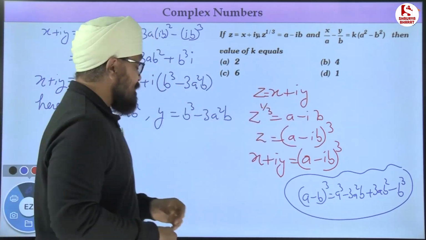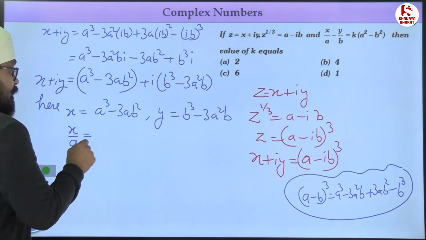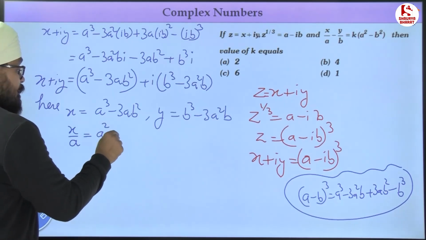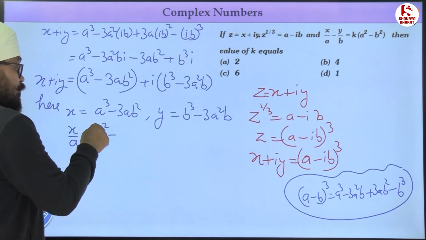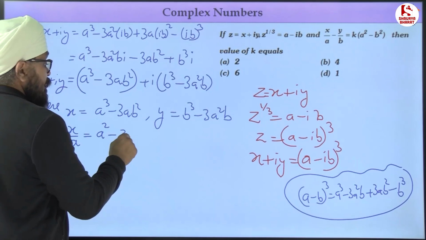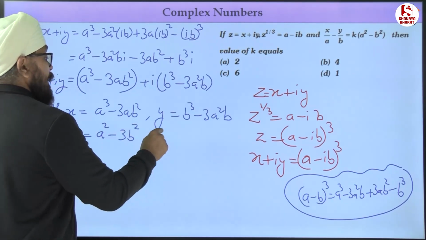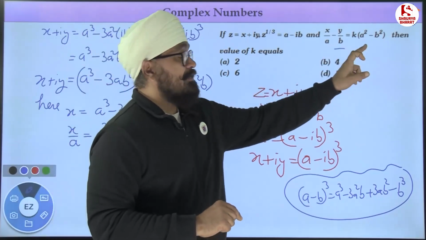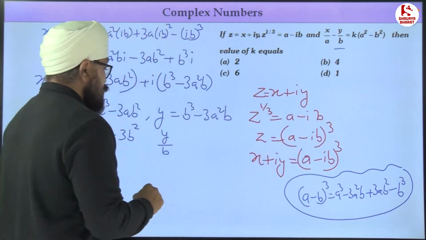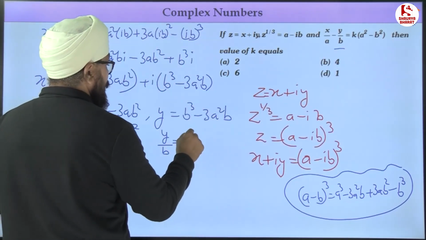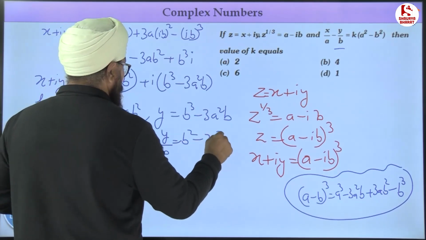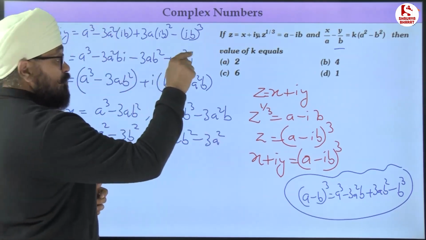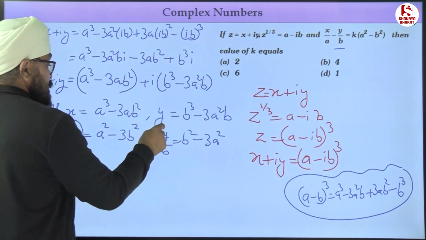So, we want to have this x upon a. So, let us divide by a. We take a common, so a cube becomes a square, minus 3b square. And here I want to have b in the denominator because the second part says divide by b. So, we are dividing by b, we are getting b square minus 3a square. Now, finally, they want you to subtract. So, these two terms are subtracted.